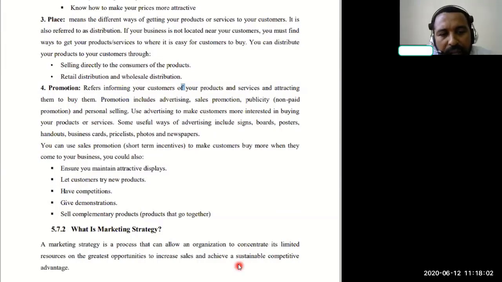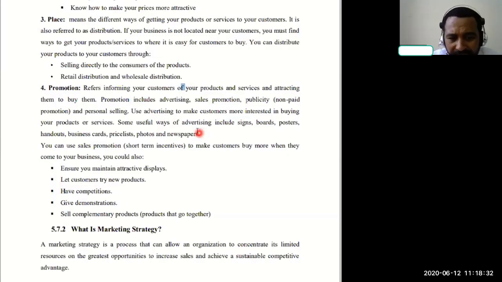So the last P, or the last marketing strategy, is promotion. Promotion is informing your customer about your products. It is a communication channel between the organization and the consumers. In this case, you have to set different techniques to promote your product.